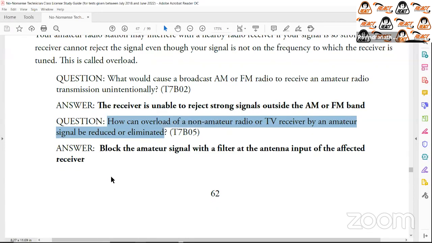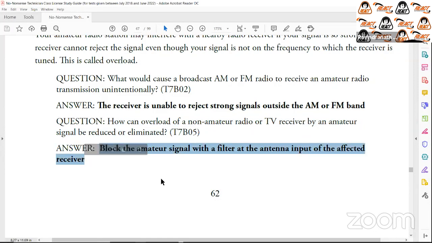How can overload of a non-amateur radio or TV receiver by an amateur signal be reduced or eliminated? So let's say that again. How can overload of a non-amateur radio or TV receiver, that's simply your television set or your stereo set at home, that is what is meant by a non-amateur radio or TV receiver, by an amateur radio signal be reduced? In other words, an amateur radio transmitter is causing an overload in a stereo set or TV in the house. How can that be reduced or eliminated?